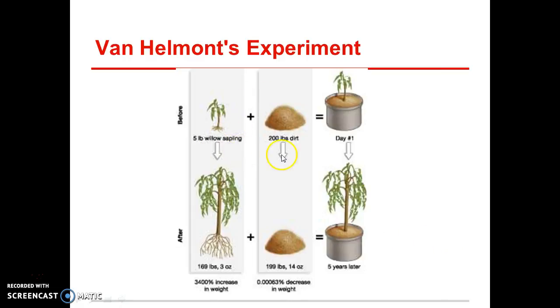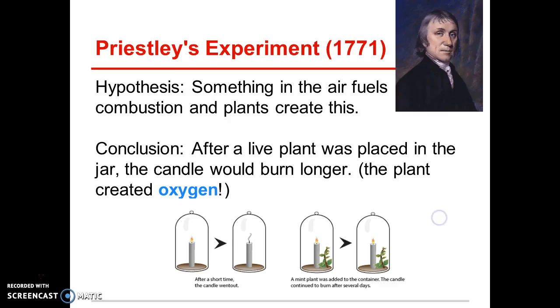So this shows a little picture of what was done. He took a willow sapling and he added dirt for it to grow in, and he took measurements, or he massed it. As it grew, he found that the plant itself grew in mass, but the soil itself did not change much. So the difference he found must be the water that he was adding. He did not realize that there was a gas also that was going in.